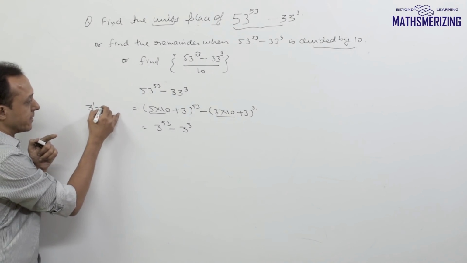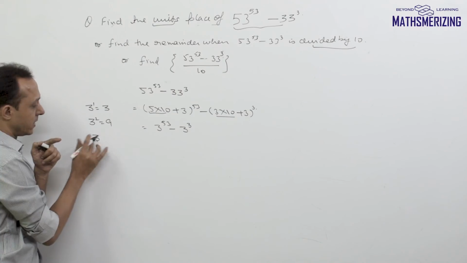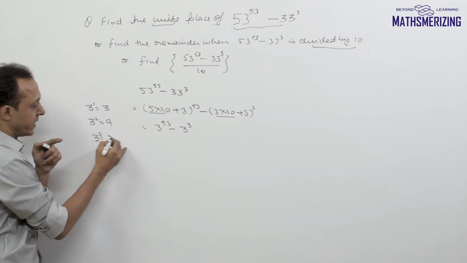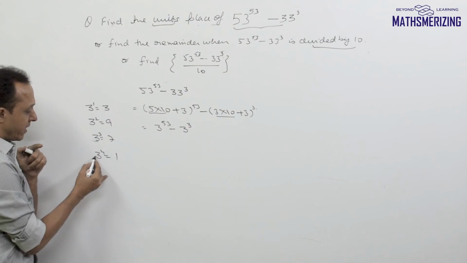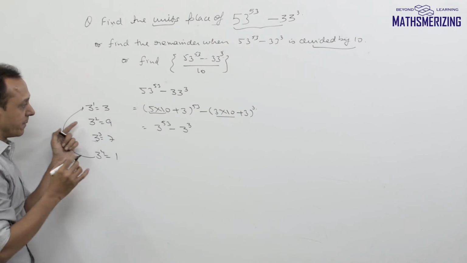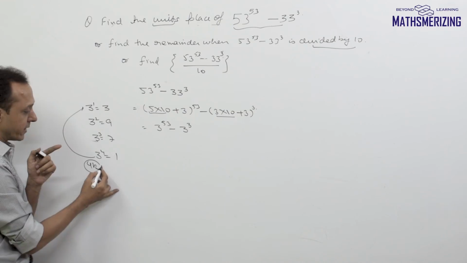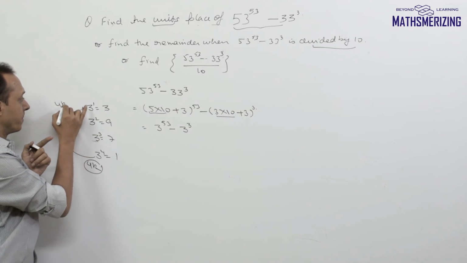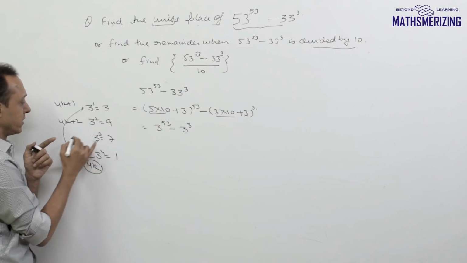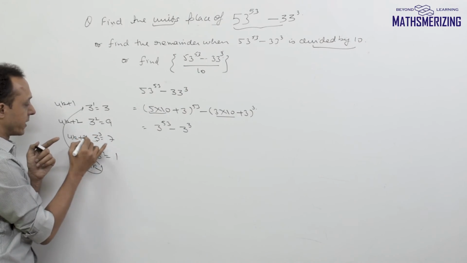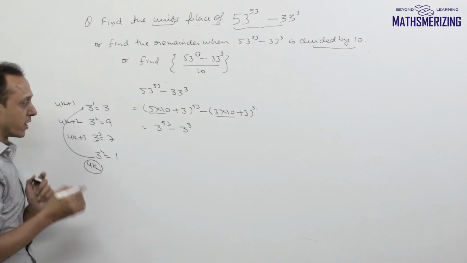So 3 to the power 1 is simply 3. 3 square is 9. 3 cube, it's 27. 3 to the power 4 is 81. And thereafter, these values, they'll repeat. So if the power is a multiple of 4, then I'll get 1. If it is of the form 4k plus 1, I'll get 3. 4k plus 2, 9. 4k plus 3, I'll get 7. And if it is of the form 4k, I'll get this value as 1.